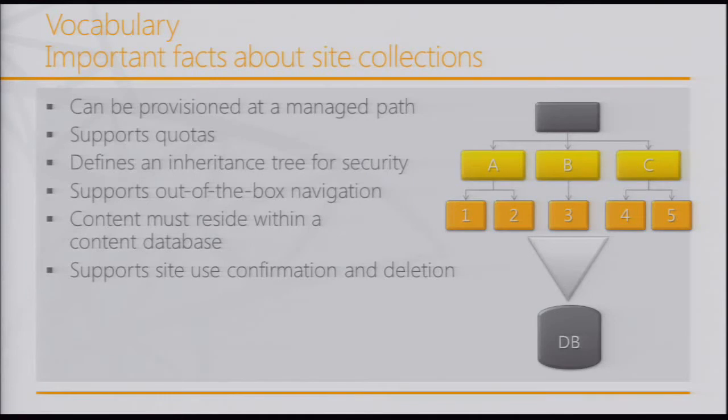It defines an inheritance tree for security. What does this mean? If I set permissions at the root, they cascade down, right? Just like they do on a file share. Permissions at the site level go down to each individual subsite. Within those subsites, they cascade down to libraries and lists, with individual folders within those document libraries, and even the items themselves. This actually is a pro of a site collection.